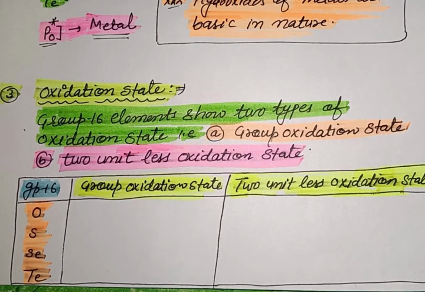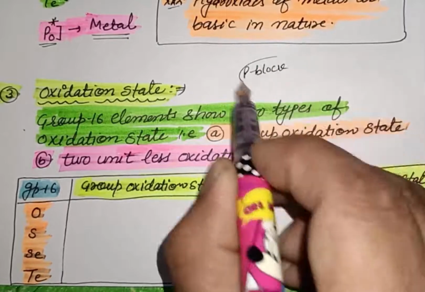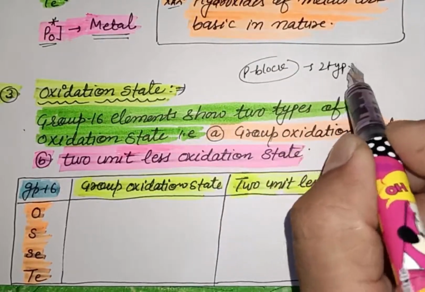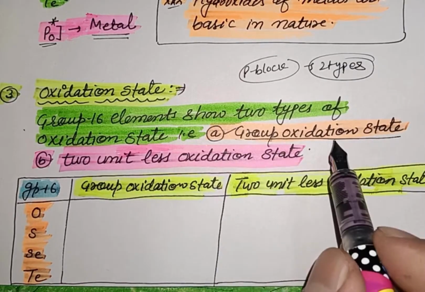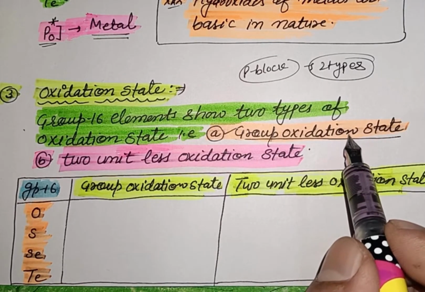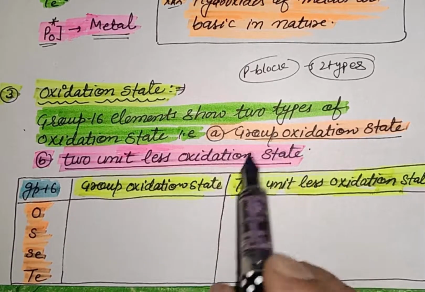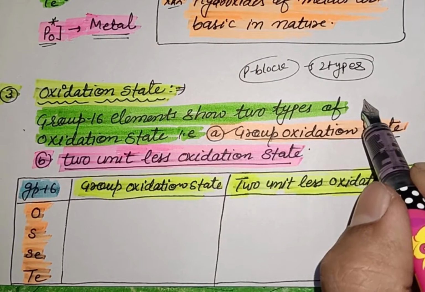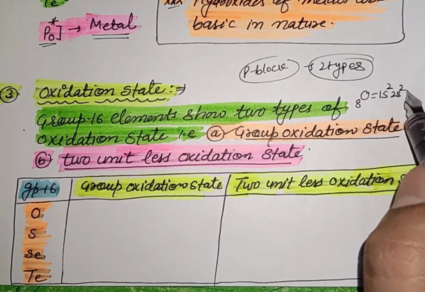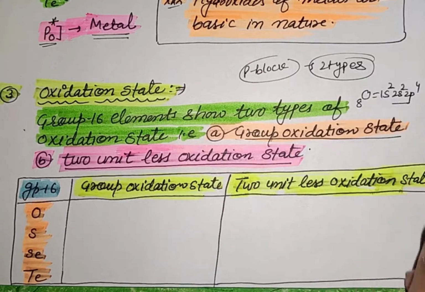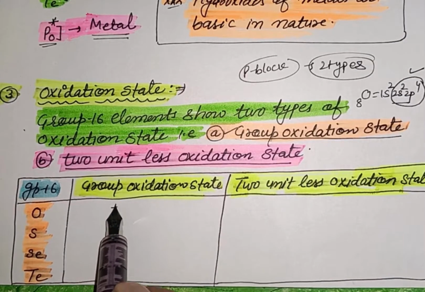Next one is the oxidation state. As we know very well, all the p block elements show two types of oxidation states. The first oxidation state is also called the group oxidation state. The group oxidation state is formed when all the valence electrons are removed, and the 2 unit less oxidation state is the one 2 number less than the group oxidation state. So in case of oxygen, atomic number 8, the electronic configuration is 1s2, 2s2 and 2p4. In this case, the valence electrons are 6, so here the group oxidation state is 6.